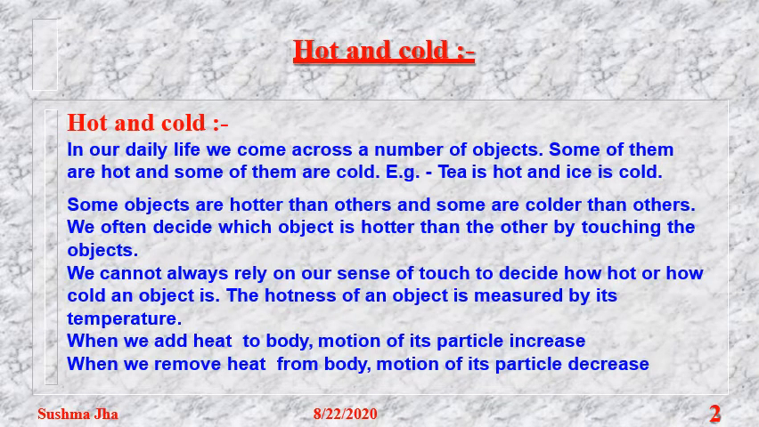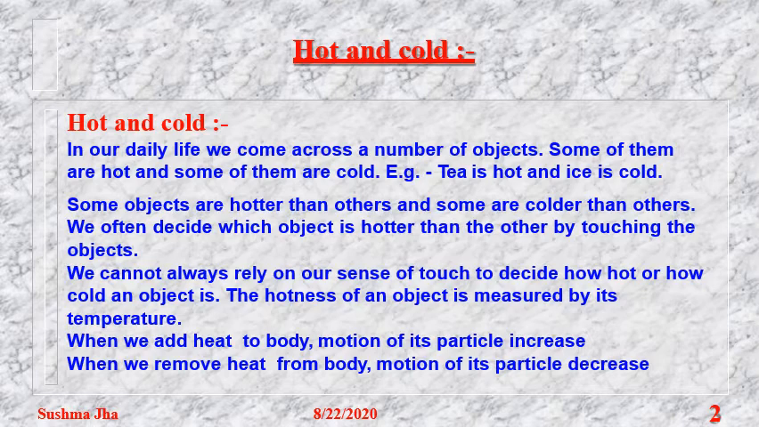So let us discuss hot and cold objects. In our daily life, we come across a number of objects. Some of them are hot and some of them are cold. We say fire is hot, tea is hot, ice is cold. Some objects are hotter than others and some are colder than others. Now how do we often decide an object is hotter? By touching the object. But we cannot always rely on our sense of touch to decide whether the object is hot or cold. So the hotness of the object is measured by its temperature.